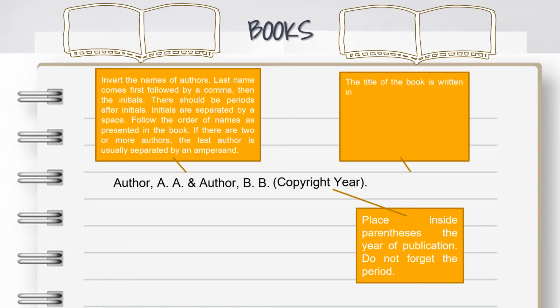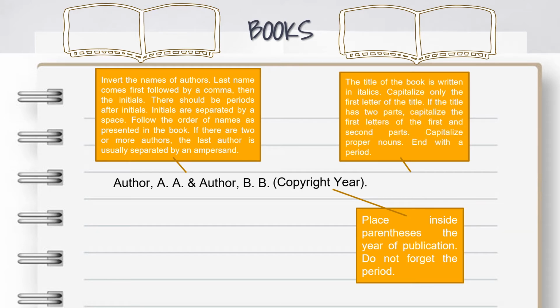So we have here the copyright year. You're going to place it inside the parentheses, and do not forget to use a period at the end of this copyright after the parentheses. Next, we will have the title of the book. So the title of the book is written in italics. Capitalize only the first letter of the title. So I'm talking about this one.